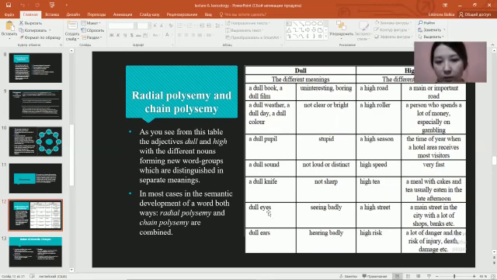The word dull has similar meanings in these sentences, for example, not clear, stupid, badly. They are the group of words that are radial polysemy. And here, the word high has different meanings in these sentences, which means they are the group of words that are chain polysemy.